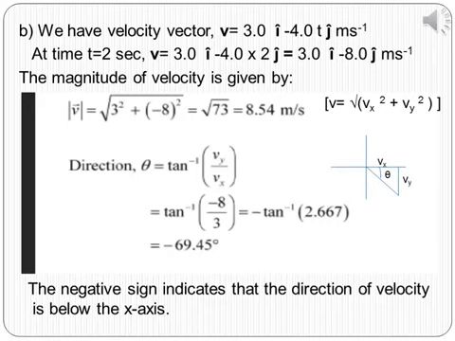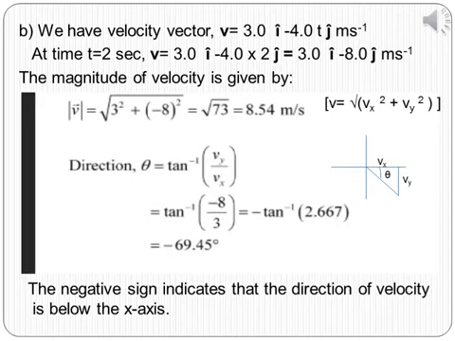Then what should be the magnitude of the velocity? The magnitude of the velocity vector is given by mod of velocity vector v is equal to square root of vx square plus vy square. Here vx is equal to 3 and vy is equal to minus 8, which is equal to square root of 3 square plus (minus 8) square, is equal to square root of 73, is equal to 8.54 meter per second.